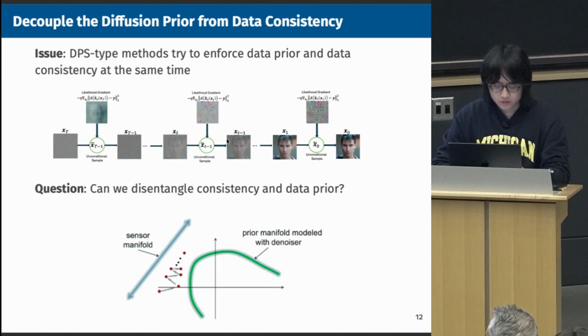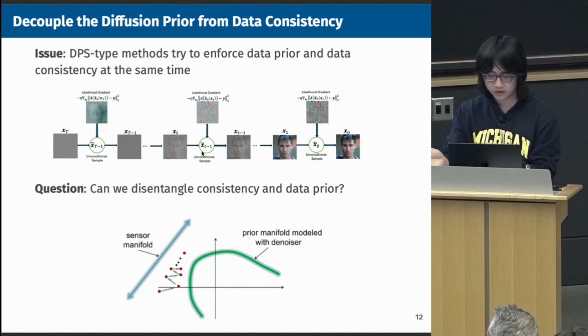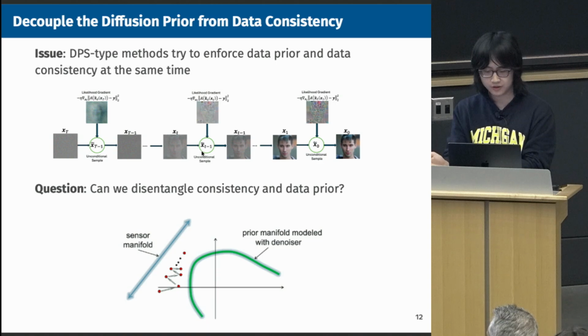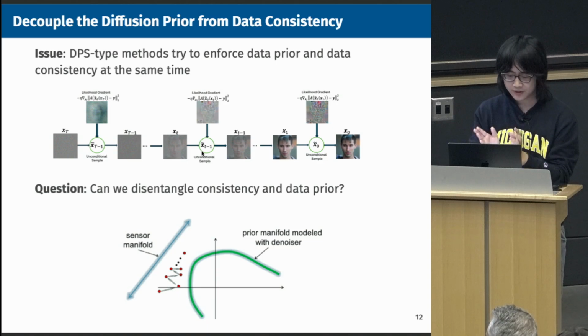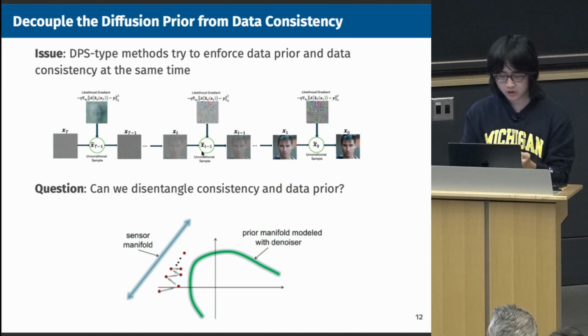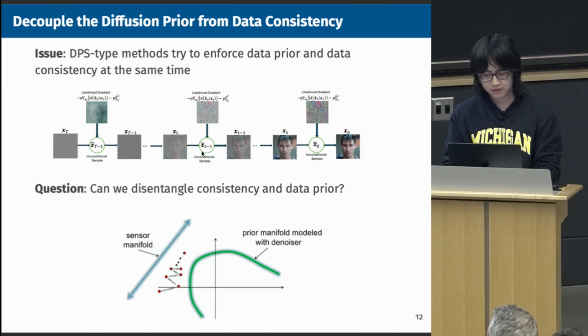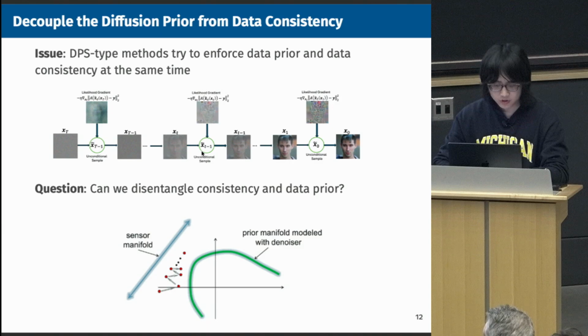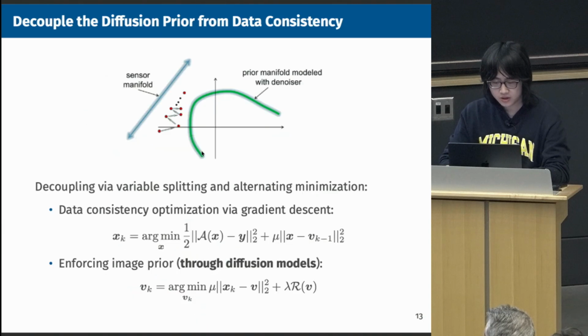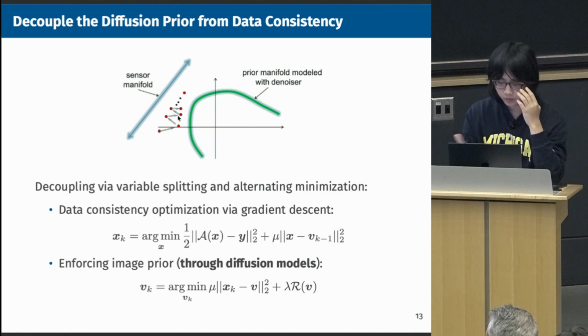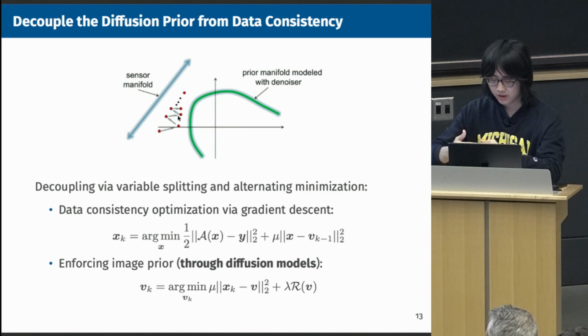So the main issue is that you are trying to do two things at the same time. At each time step, you are trying to go along both the unconditional score direction and the likelihood direction. And those two things might be contradicting each other. And the question is, what if we can decouple those two things? That comes to our proposed approach. Instead of doing data consistency and diffusion sampling at every time step at the same time, what if we alternate between enforcing the data consistency and then applying the diffusion prior?